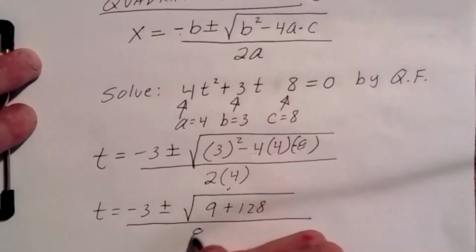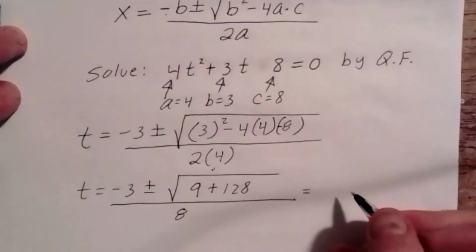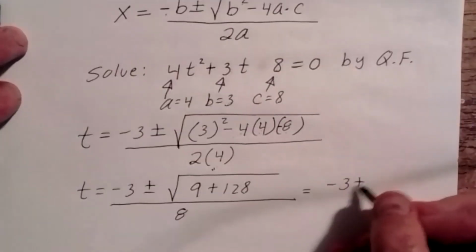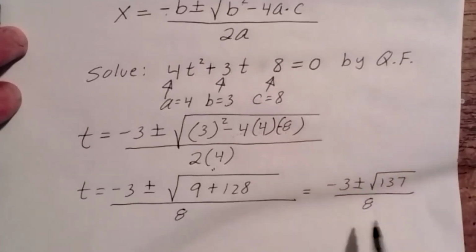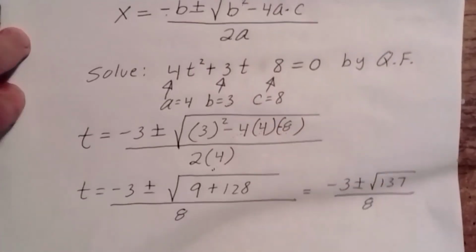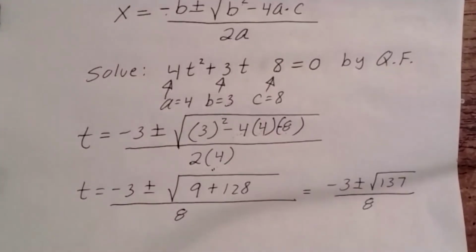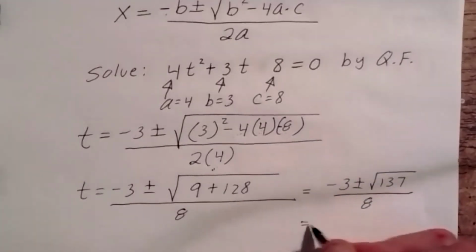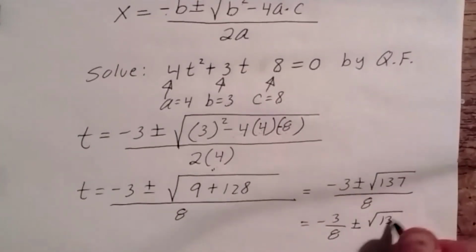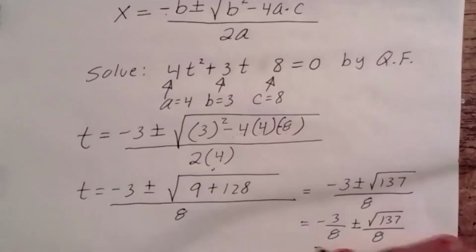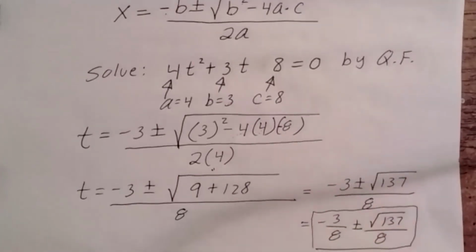2 times 4 is 8. Do you agree my two solutions for t are going to be -3 plus or minus the square root of 137 over 8? Ladies and gentlemen, is that what we got for our two solutions using the completing the square method? Yes, I think it was, right? We just split this up, correct? Recognize these? Remember, these are the solutions we got by solving that by completing the square method.